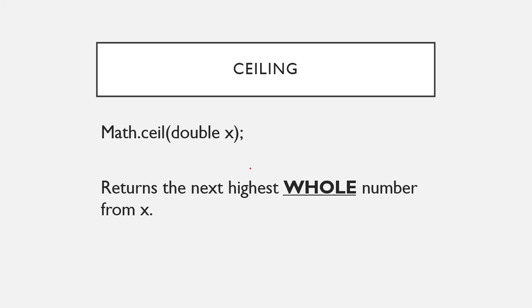Math.ceil also requires a double. This is going to return the next highest whole number from x. So let's say I go capital Math.ceil and I put 3.6. That's going to give me the next whole number to that, so that would be 4.